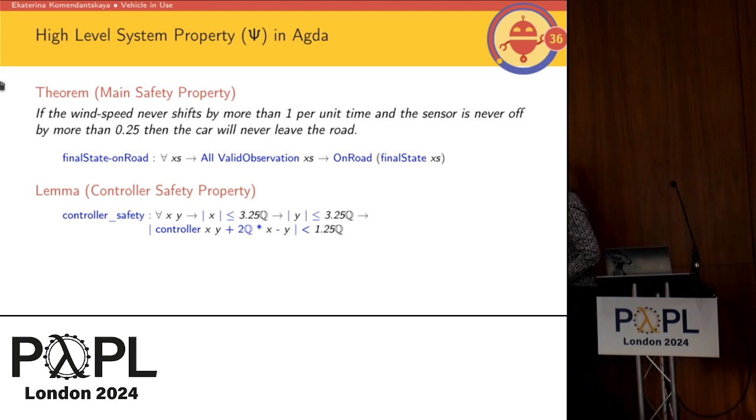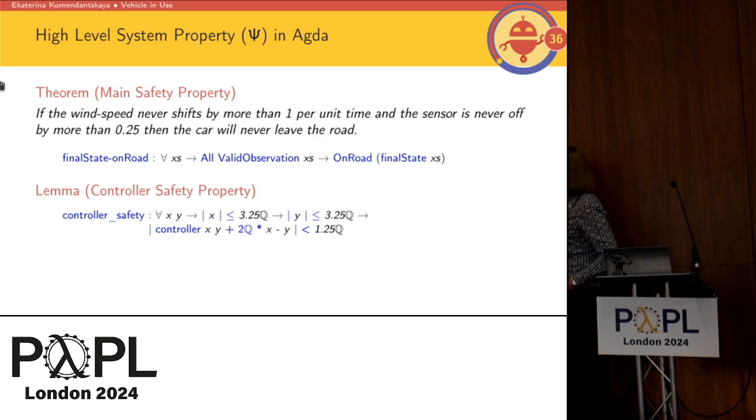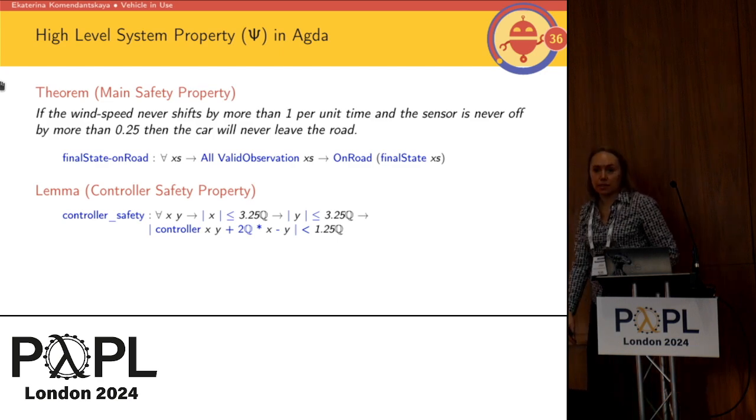Now this line in Agda, not all of the definitions are given now, but imagine this main theorem can be quite easily written in Agda. So it would be written down at the end as something like: all valid observations xs imply that your final state will be on road. Crucial for us in this example is that we cannot prove this main theorem without having some guarantees about what the neural network controller does.